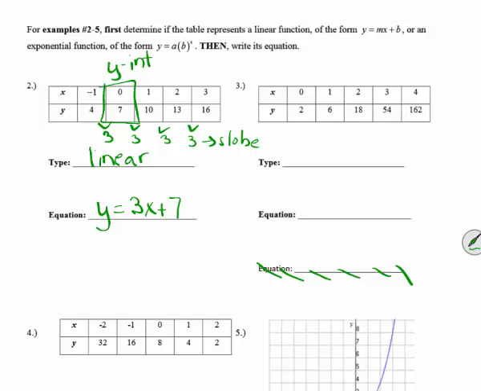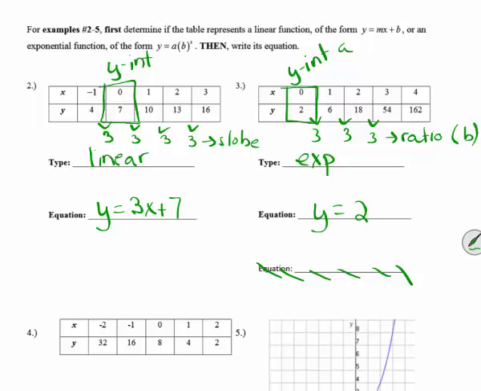All right, number 3, I do not have a common difference. So what I'm going to look for is, do I have a common ratio? So my ratio, in this case, is 3. That ratio is your b. Here is your y-intercept, which is your a, which I know is confusing because in the linear, b is your y-intercept, here a is your y-intercept. It's your starting amount. So my equation is y equals 2 times 3 to the x. And again, you can always put it in your calculator.